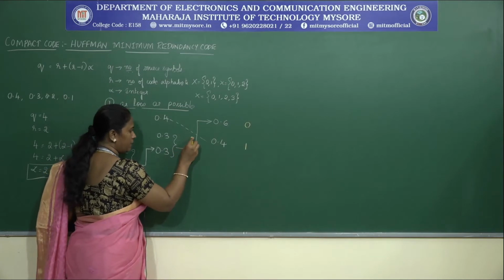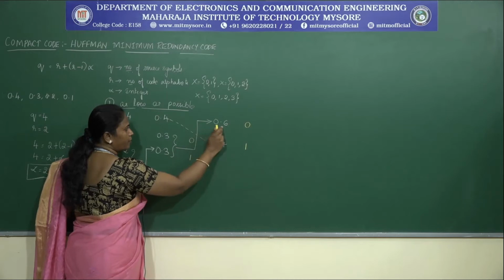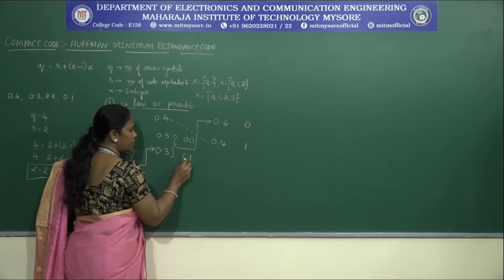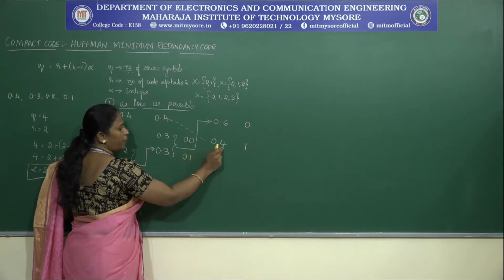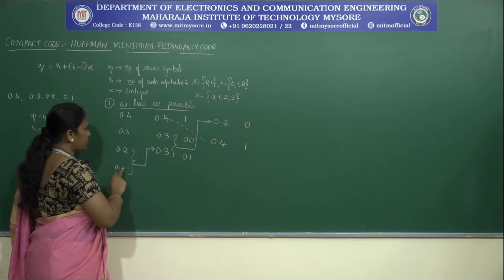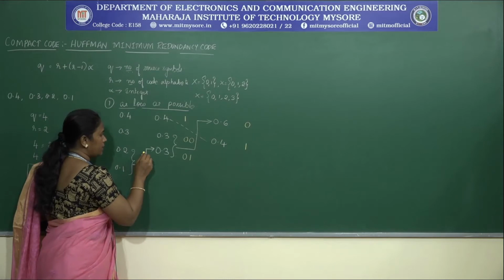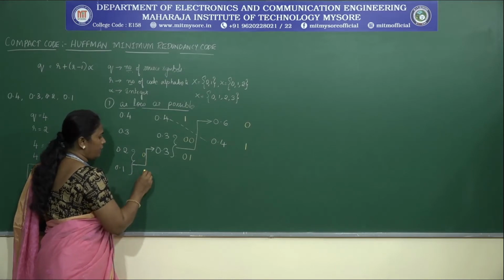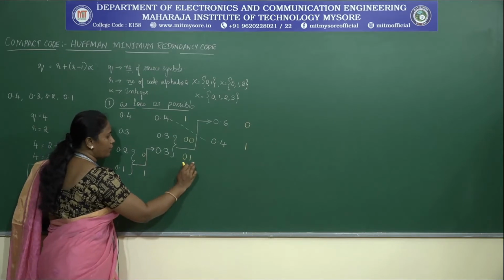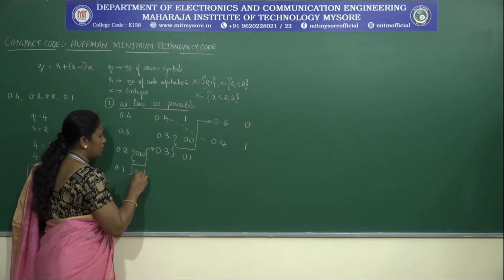So first we will assign them by 0 and 1. What is the value of 0.6 here? It is 0. So we will be assigning 0 and 0 to both of these. Next we have 0.4. What is the value of 0.4? It is 1. Next we got 0.3 by combining 0.2 and 0.1. So assign 0 and 1 here. And what is the value of 0.3? The value of 0.3 is 0, 1. So 0, 1, 0, 1.